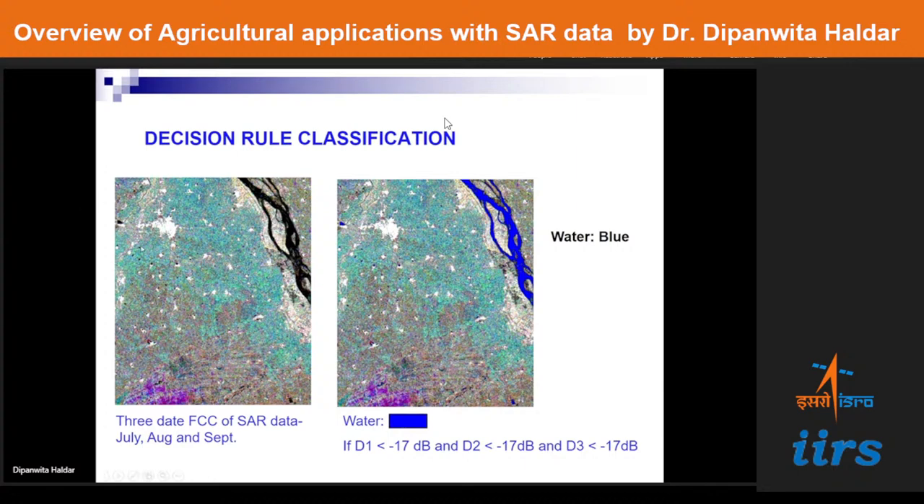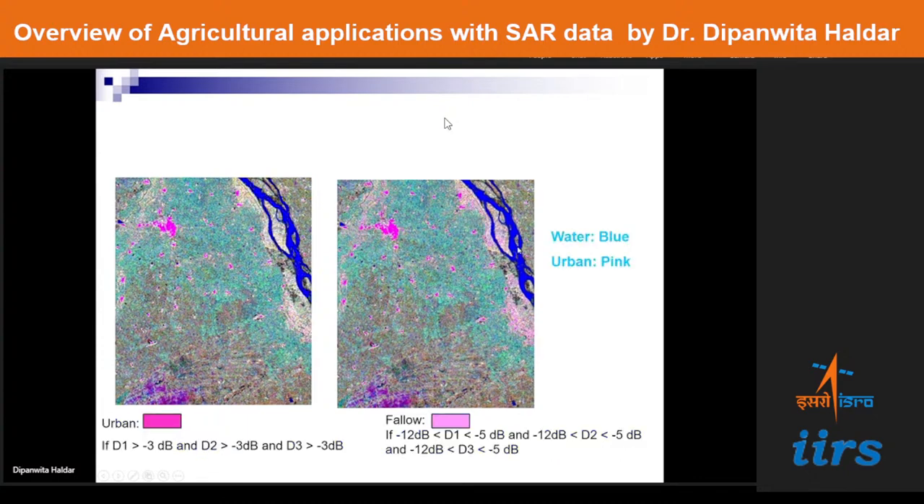So this left hand side, whatever you are seeing, is a part of the same FCC that I have shown you earlier. First, we are classifying the water body. If on all the dates you have values less than -17 or -18 dB, this has picked up the water body. All right. Next we are taking the urban. All dates you have values more than -3 dB, all dates. So these pink patches have got picked up, and water is already classified in the last step.